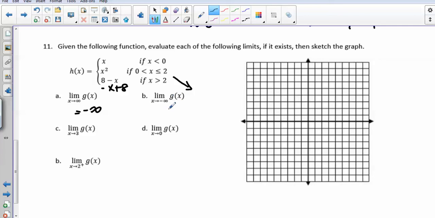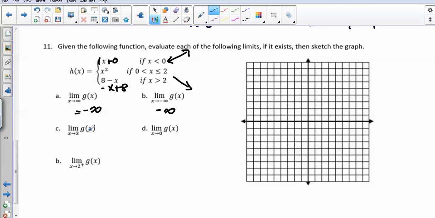The limit as x goes to negative infinity, well, this is happening here when x is less than 0. This is a line with a positive slope, 1x plus 0. So this line's going up like this. But the question is saying what's happening on the left side, and as x goes to negative infinity, the y goes to negative infinity as well.